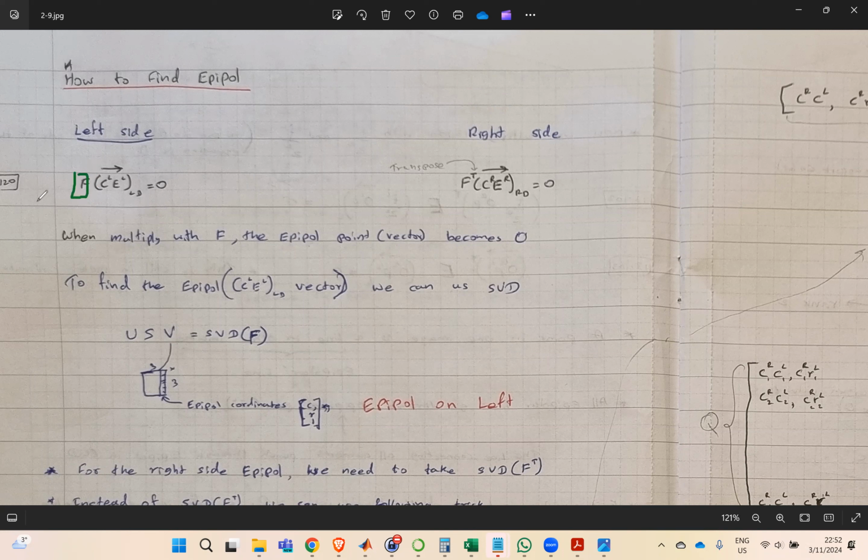Okay. So we prefer to use the F matrix. But there was one exam question with the E matrix also. And this is for the left side camera, and this is for the right side camera. And when the right side camera comes, we have this transpose.